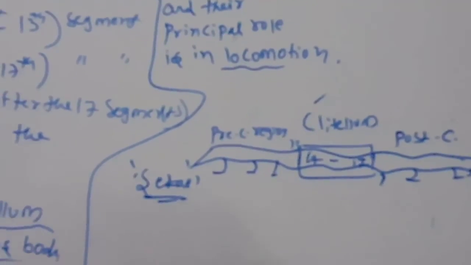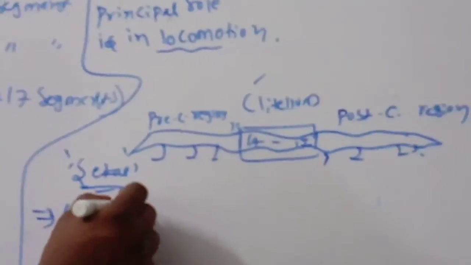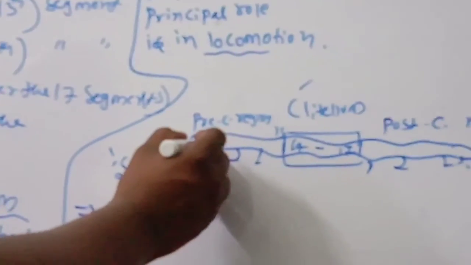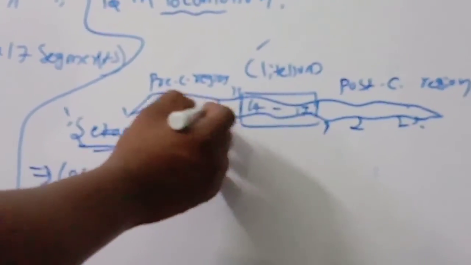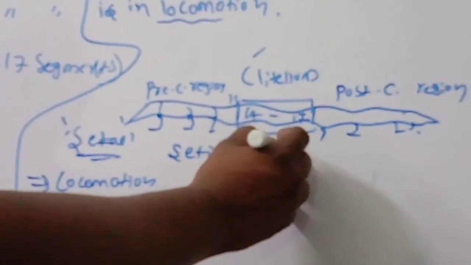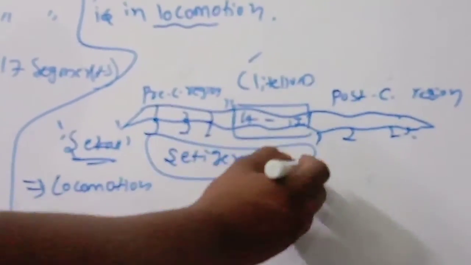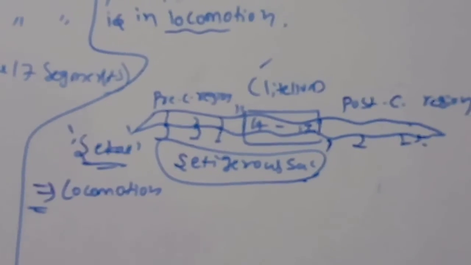Setae are helpful for locomotion. From where are they coming? Here sac-like structures are there. Understanding or not? These sac-like structures are called setigerous sacs. Okay, children, like this, clitellum and setae will be there.